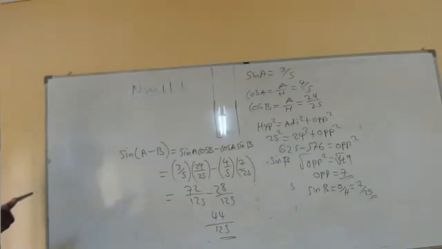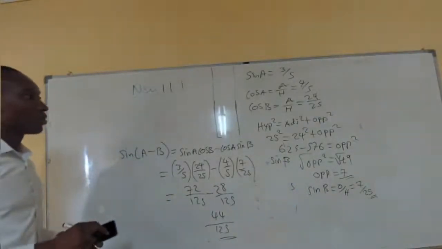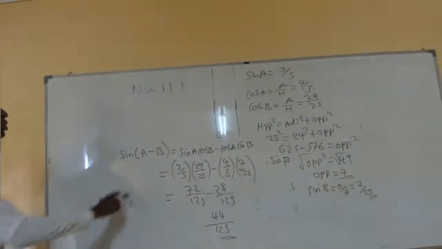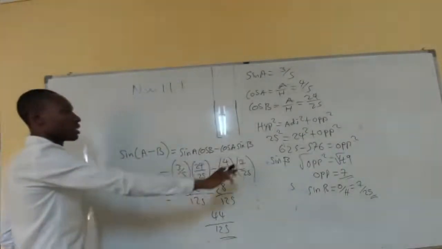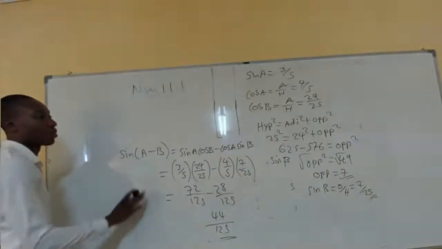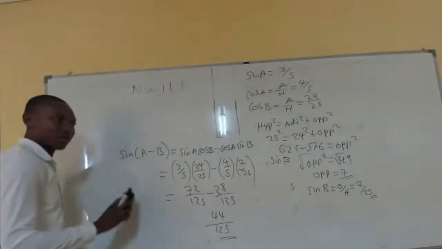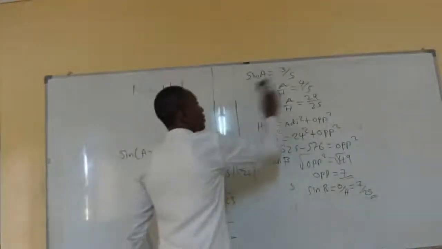Alright, so this is how you go about those questions. Whenever you are given such a question, make reference to compare. First write the standard formula which you have, then compare the standard formula with what you are given. Alright, so this is how you go about that question.